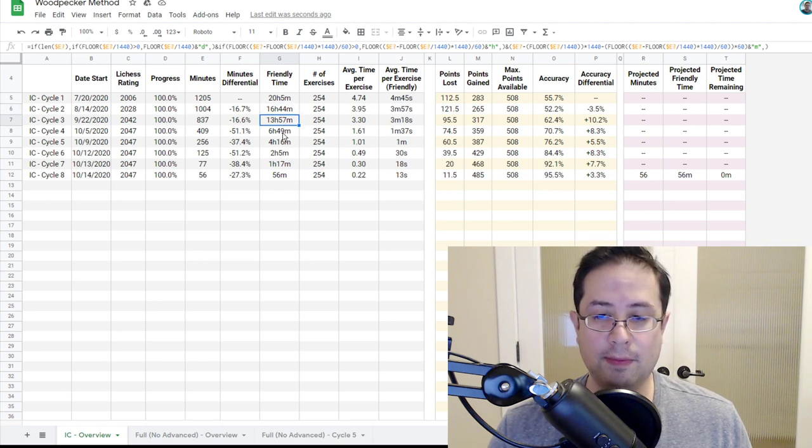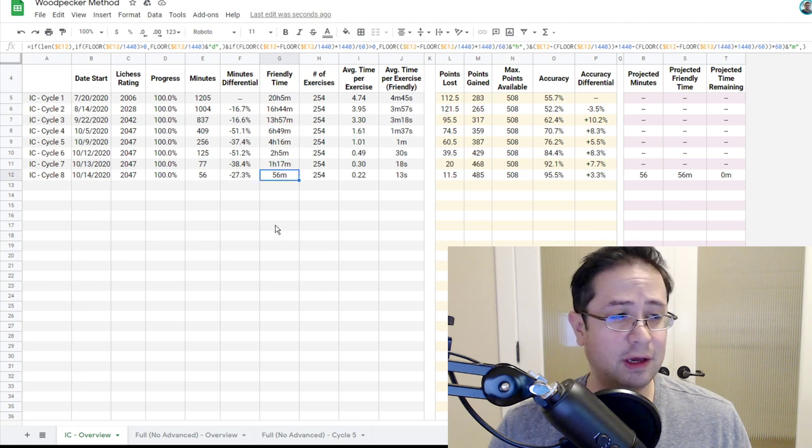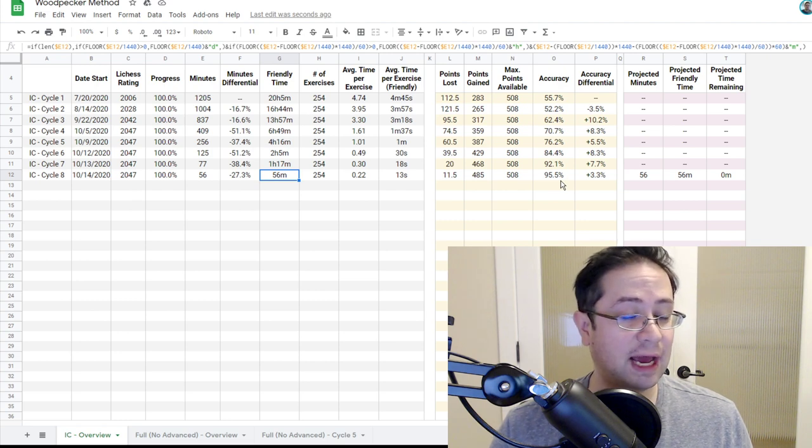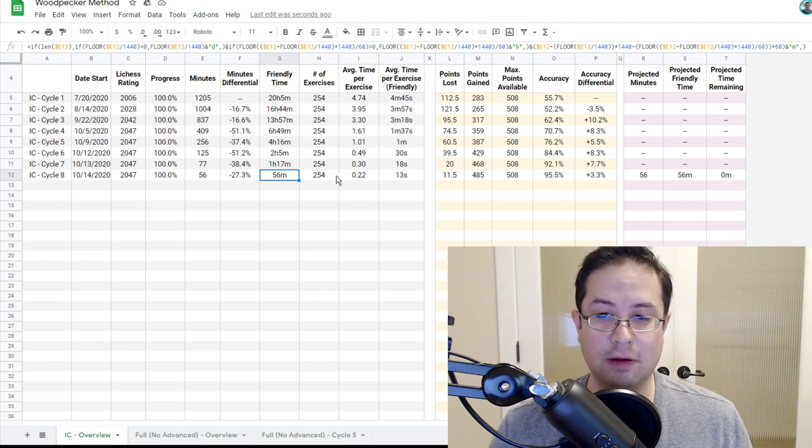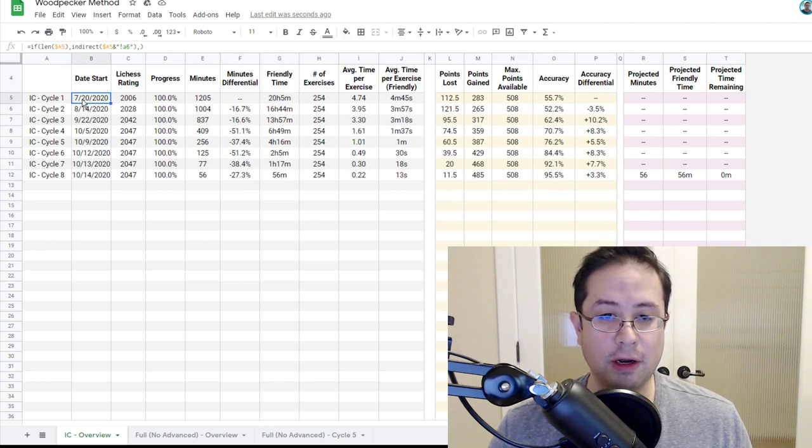I won't spend too much time on this, but you can see that the time really started to decrease after that. By cycle 4, I was already at just under 7 hours, and my accuracy jumped up a lot too. By the time I finished cycle 8, I finished the whole thing in under an hour, with 95.5% accuracy. That's a huge change from 20 hours to 1 hour. I started on July 20th, and I finished on October 14th.